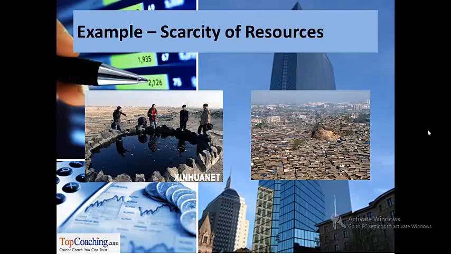For example, natural resources are scarce. Crude oil, for example. A lot of people need it, but there is a limited amount of it to be used. So we can see a market developing for it. In addition, there are things like land, and even labor, which are scarce.